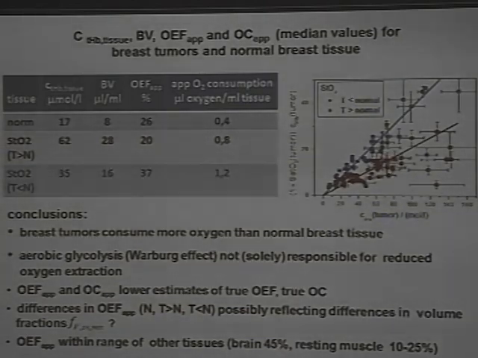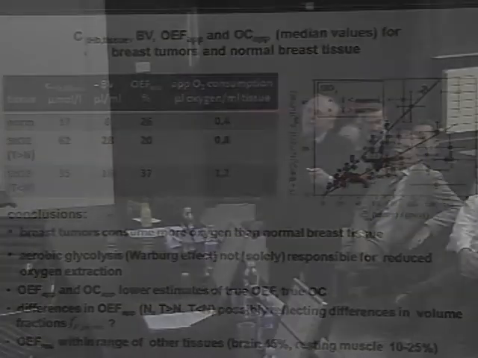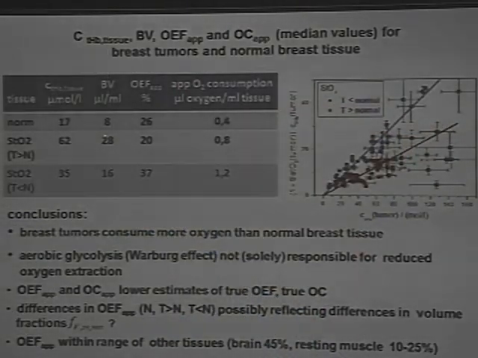Okay, I'm sorry. So the blood volume in the tumors is always larger. These two columns are just proportional to each other. The oxygen extraction fraction is smaller for the subpopulation where the saturation is larger than in normal breast tissue. It's larger than normal breast tissue when the oxygen saturation is smaller than normal tissue. And when you multiply essentially these two columns, you get the apparent oxygen consumption.